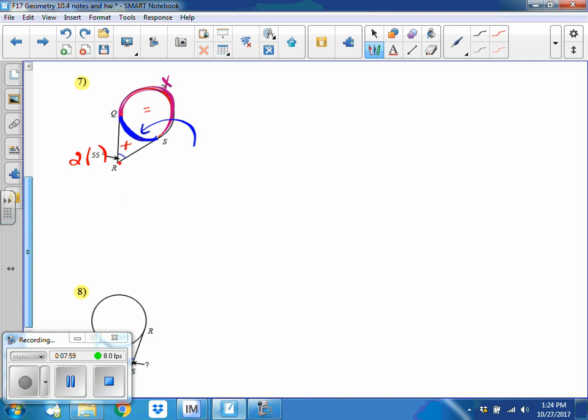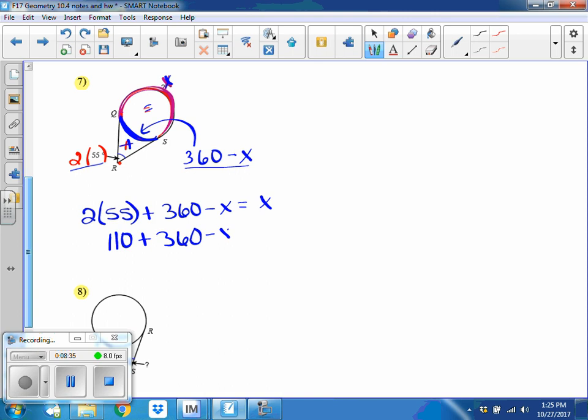Well, I know the distance all the way around the circle is 360. So I can label arc QS as 360 minus x. And so now I have enough information to say 2 times this plus 360 minus x equals x. So 2 times 55 plus 360 minus x equals our outside arc, which is just x. So that's 110 plus 360 minus x equals x. This is 470 minus x equals x.